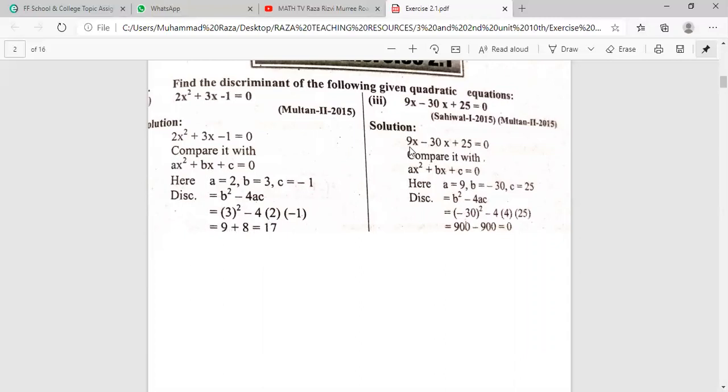Similarly, the third part, 9x square minus 30x plus 25. Again, we compare with ax square plus bx plus c. So here a is 9, b is minus 30, and c is 25. Now we write discriminant is equal to b square minus 4ac. So minus 30 square minus 4 into 9 into 25. Now minus 30 square is 900, and when we multiply 4 with 9 and 25, then we get 900. So 900 minus 900, it is 0.